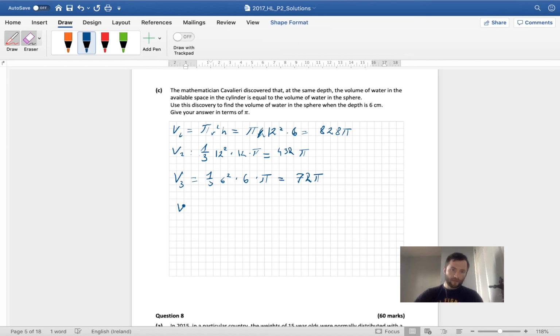So then the total volume Vt of water in this case is 828 minus 432 minus 72, which is equal to 828 minus 360. So that gives me the value of 468 pi units.